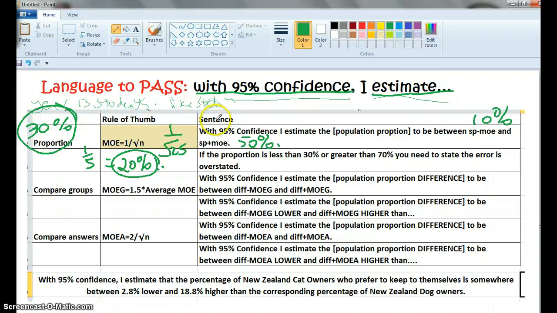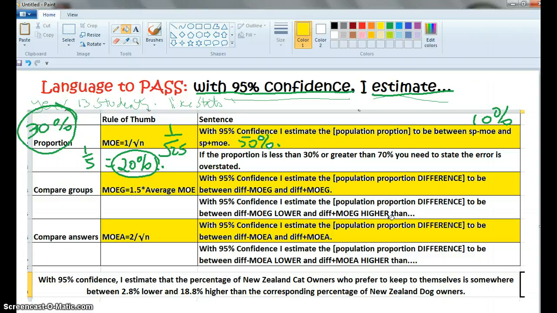Yeah. So for all of the rules of thumb, so that's 1, 2, 3 rules of thumb. That was a bad colour. Sorry. 1, 2, 3 rules of thumb. For all of those, start the sentence with with 95% confidence I estimate. Okay, so if you learn with 95% confidence I estimate, you are part way there.